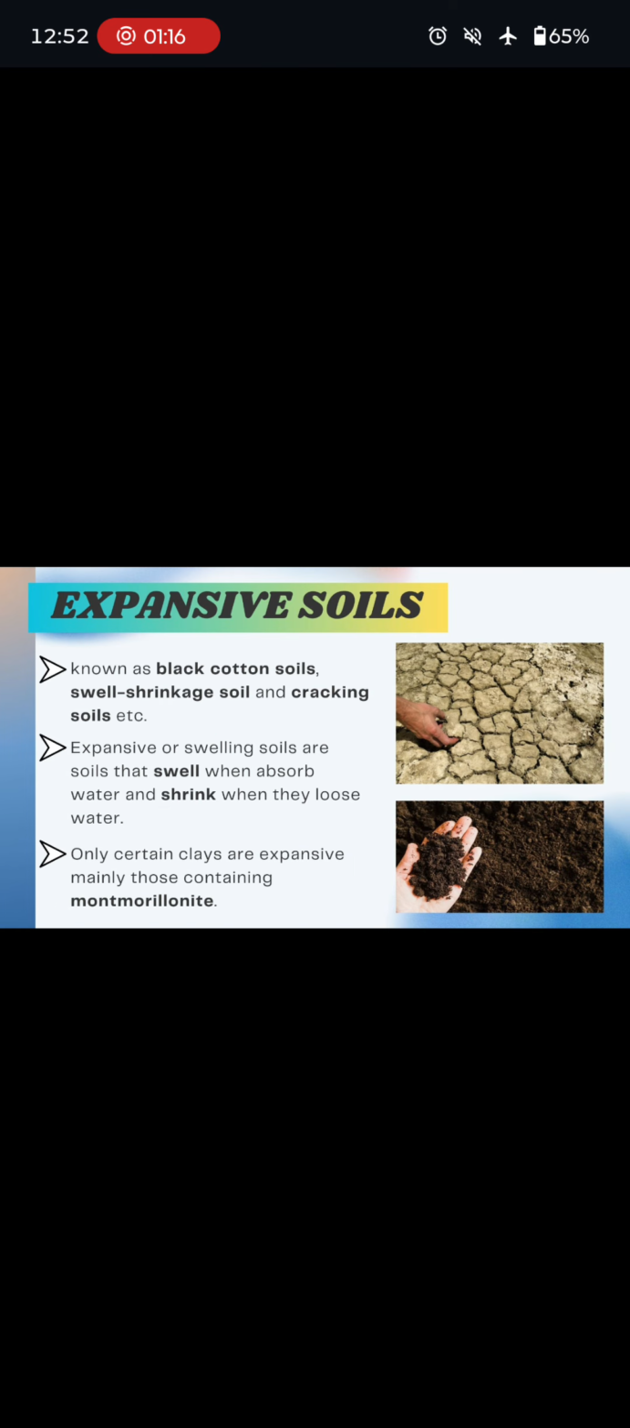Then, what is expansive soil? It is basically known as black cotton soil, swell-shrink soil, and cracking soil. Expansive or swelling soils are that type of soil that swell when they absorb water and shrink when they lose water. Only certain clays are expansive, mainly those containing the montmorillonite component.